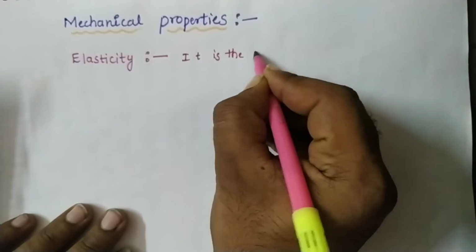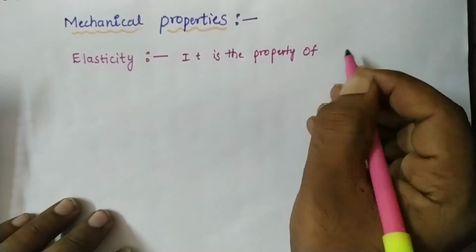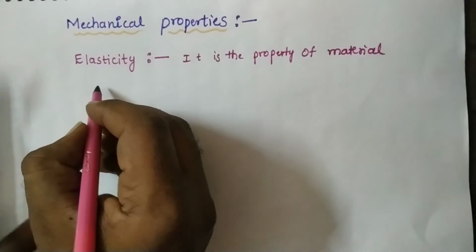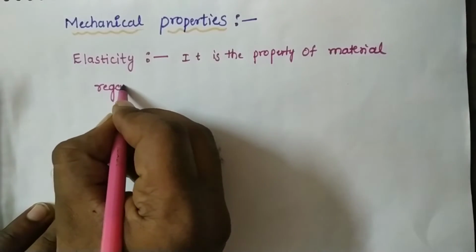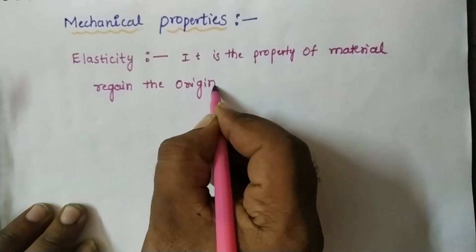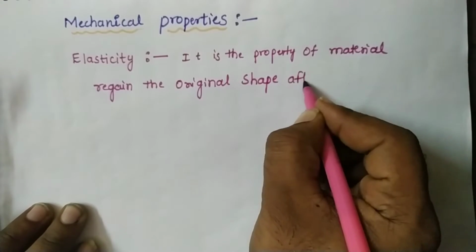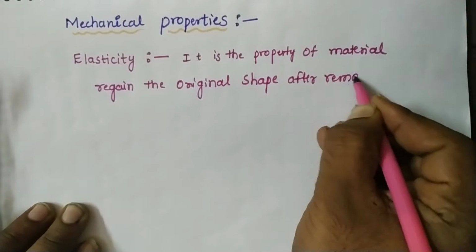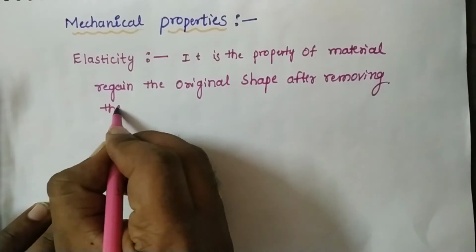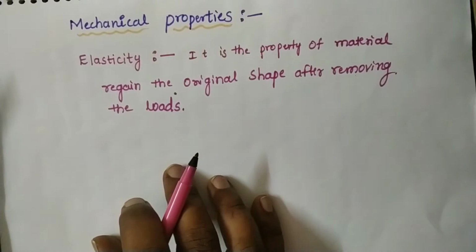It is the property of material to regain the original shape after removing the loads. Okay, so this is the definition of elasticity.